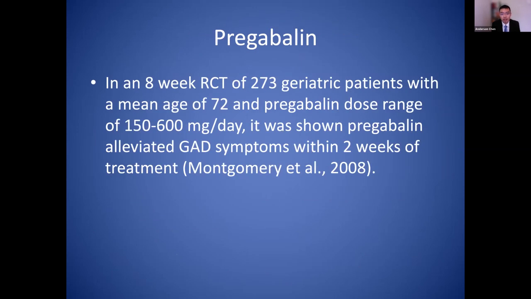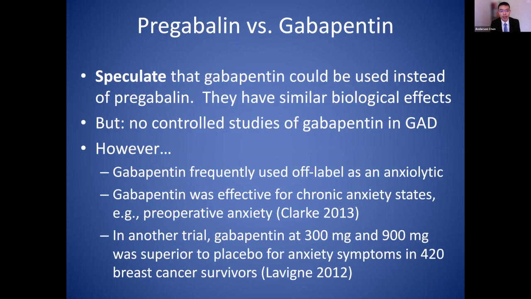There is a study of its use in the elderly, an 8-week randomized controlled trial of 273 geriatric patients with a mean age of 72, pregabalin dose range of 150 to 600 milligrams daily. And it was shown it helped GAD symptoms within 2 weeks of treatment. So again, when there are these studies in the context of the elderly, we do value that, and we want to share that with you.